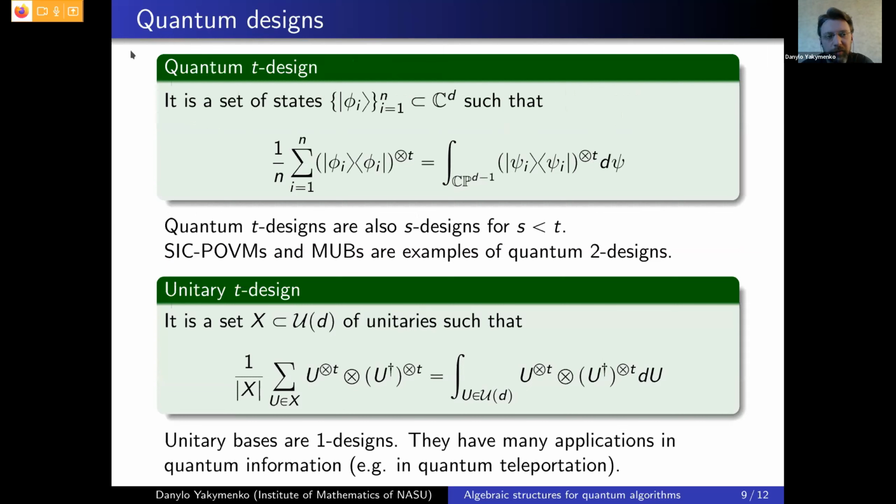Those structures can be generalized, and there is what is called quantum t-designs. It is a set of states such that if we take an average of tensor powers of projectors, tensor powers to the order t, it is essentially an average of all possible projectors. It's also useful for different kinds of algorithms.